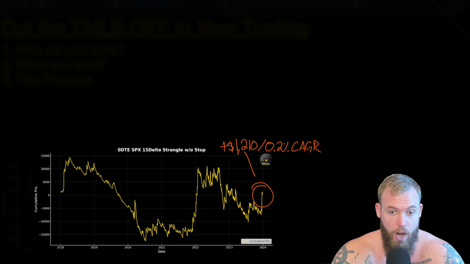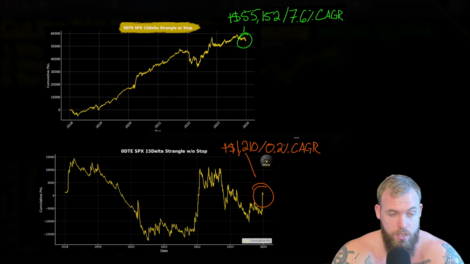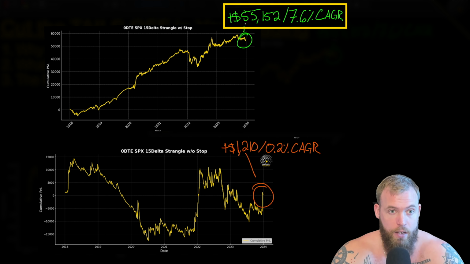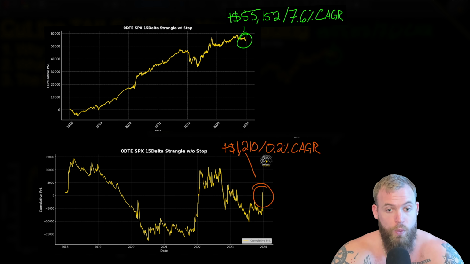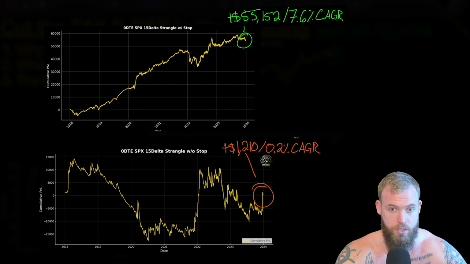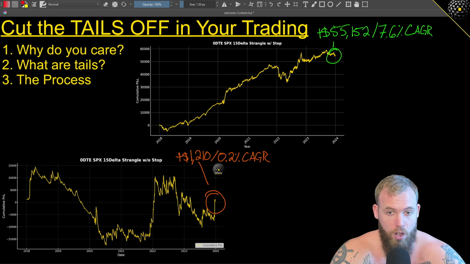Okay, let's figure out why we care about the tails. Because if I apply a stop loss to this strategy, everything else is the same. It returns $55,152 at a 7.6% compound annual growth rate. This is why we care about the tails. It can help you make a lot of money. Now, it's really important to note, this is a delicate process, because as we go through this, you're going to notice a few things that are worth calling out.